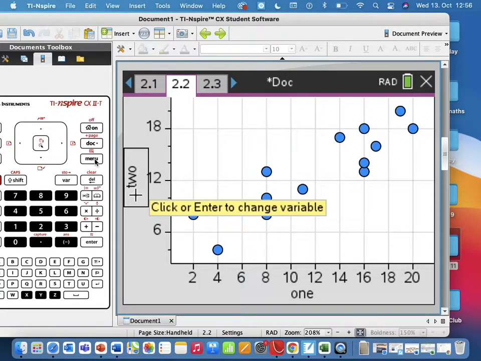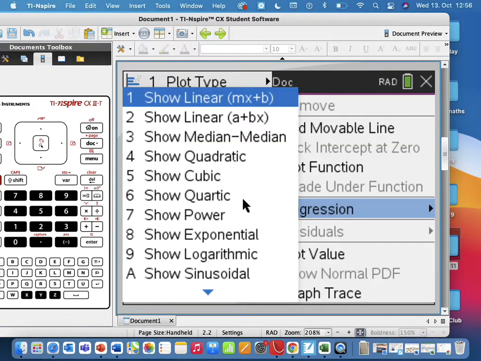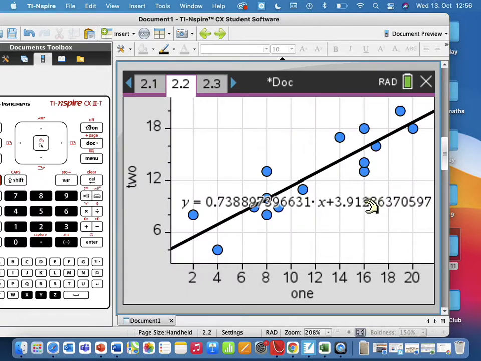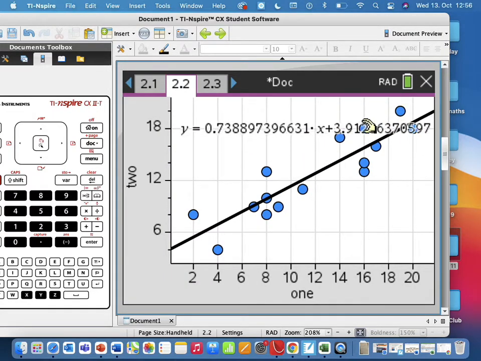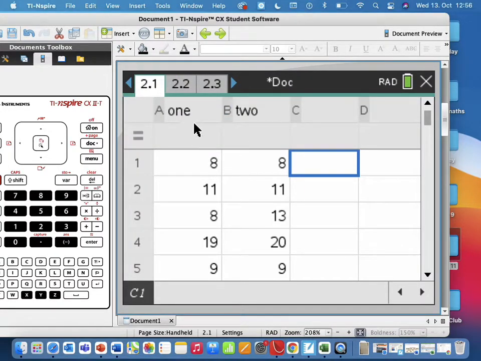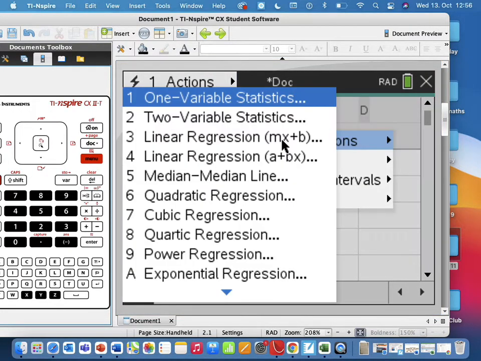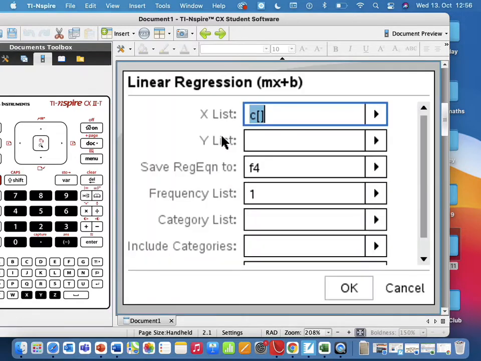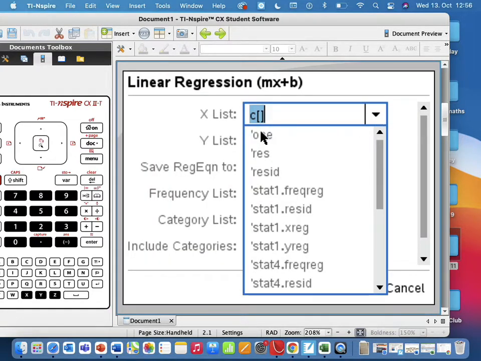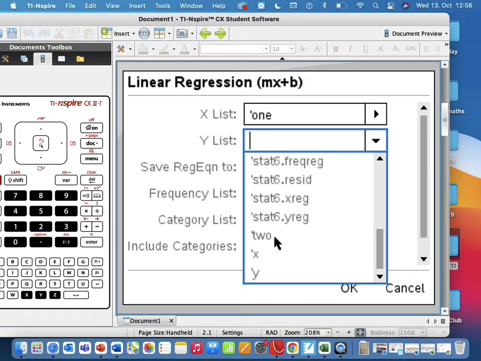Now, first of all, we'll go straight on here. Menu, analyze, regression, and we're going linear regression, and there it is. So you get the line of best fit straight away from this particular page. But you can also get that line of best fit from the previous page. So on the spreadsheet page, menu, statistics, stat calc, and there's also linear regression.